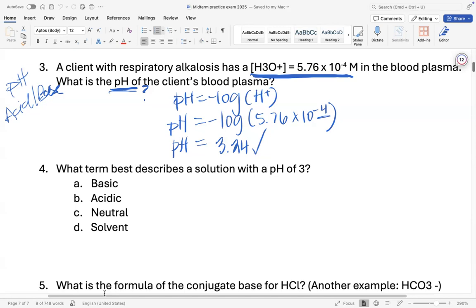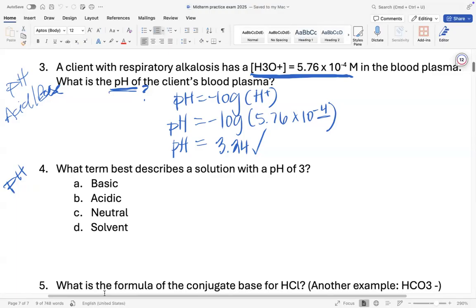All right. Question 4. So this still has to do with pH stuff, but it's not a math one. So we don't need to head to the pH square. This is more understanding fundamentally what pH is. So which term best describes a solution with a pH of 3?